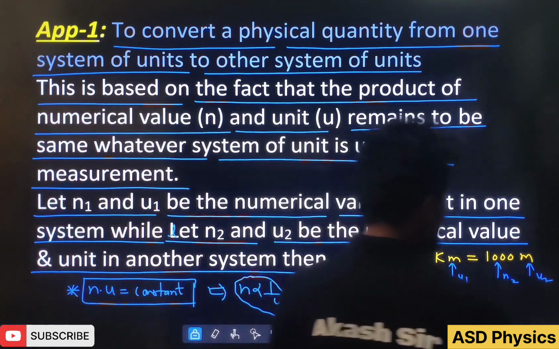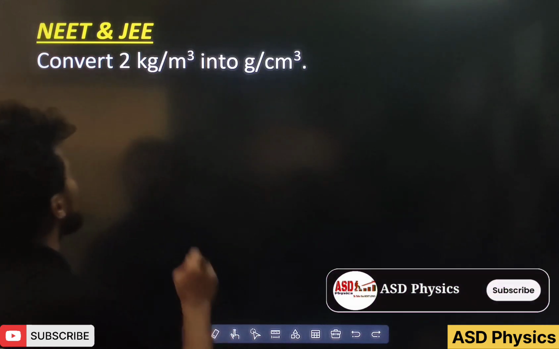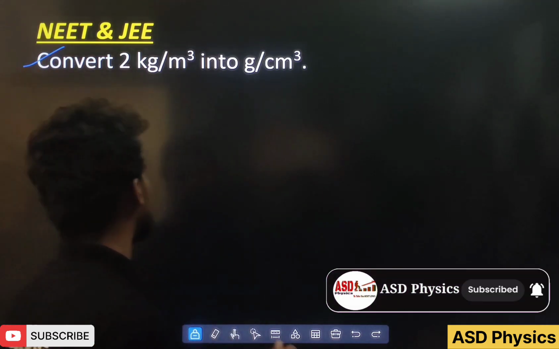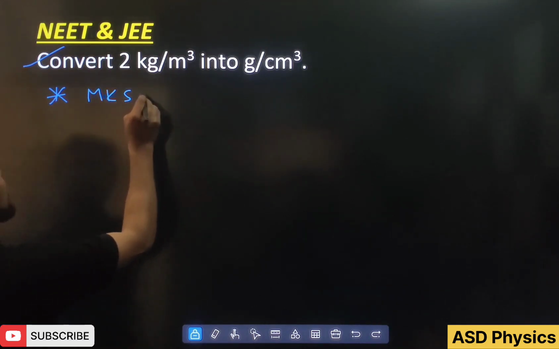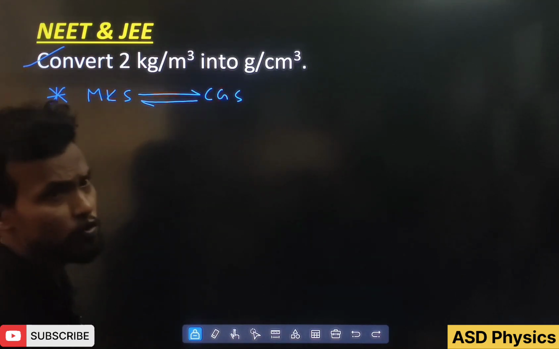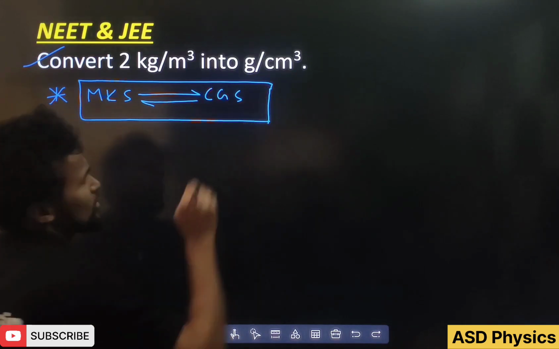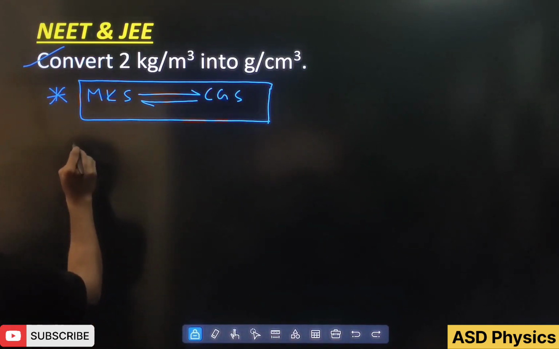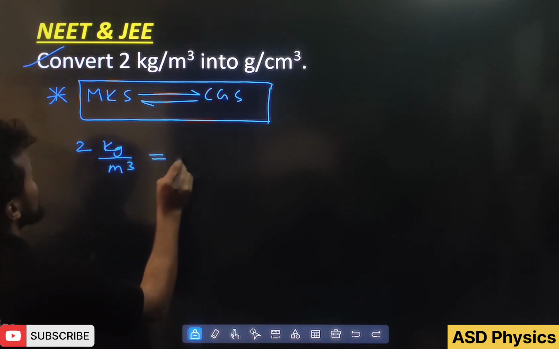Okay, great. Now students, after that, we are going to learn this: convert 2 kilogram per meter cube into gram per centimeter cube. So remember one thing, whenever the conversion is from MKS system to the CGS system, or from CGS to MKS system, there is no need to use N1 U1 equal to N2 U2, it will become very lengthy, we'll do it directly. So I am writing 2 kilogram per meter cube, direct conversion here.